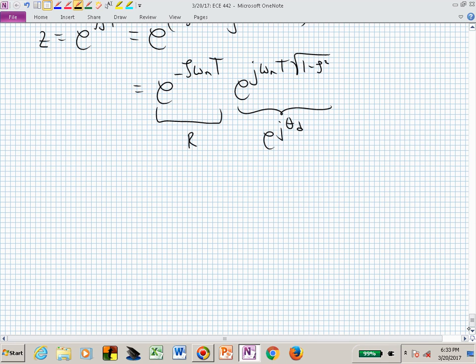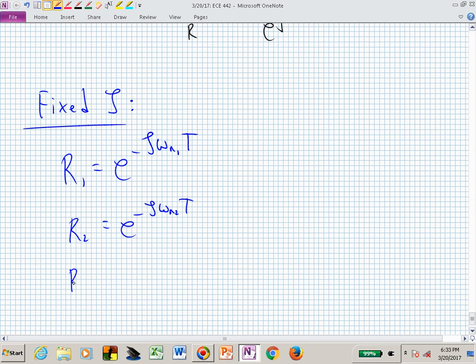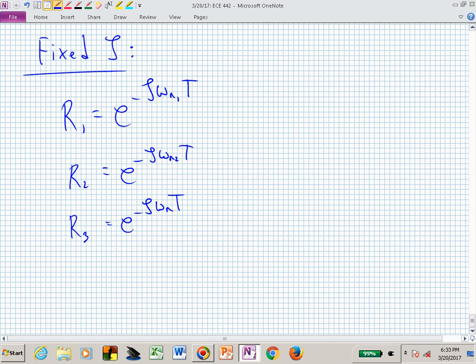What happens if I now have fixed zeta? What am I going to get relative to my r's? R1, let's say, is e to the minus sigma. Sigma is fixed. Omega sub n1 and t is fixed. I have r sub 2, e to the minus zeta omega sub n sub 2 times t. R sub 3 is e to the minus zeta omega sub n t. How are my r's related?